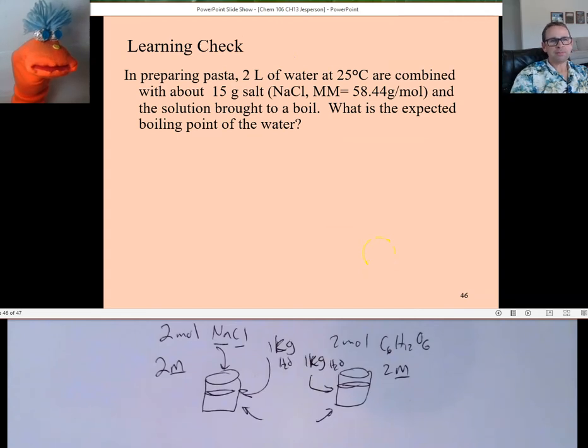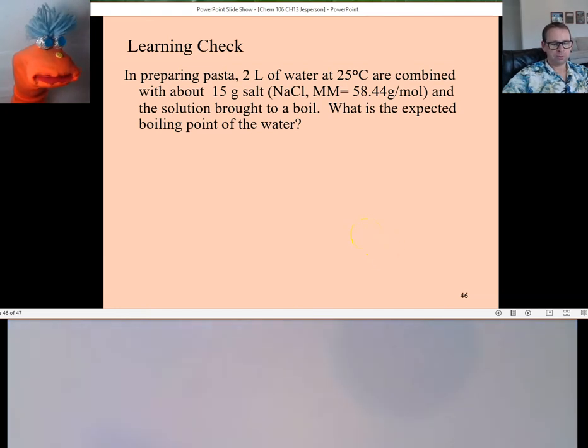We're making pasta. We have 15 grams of salt, and the solution is brought to a boil. What is the boiling point of the water? 15 grams of salt, and in 2 liters of water.